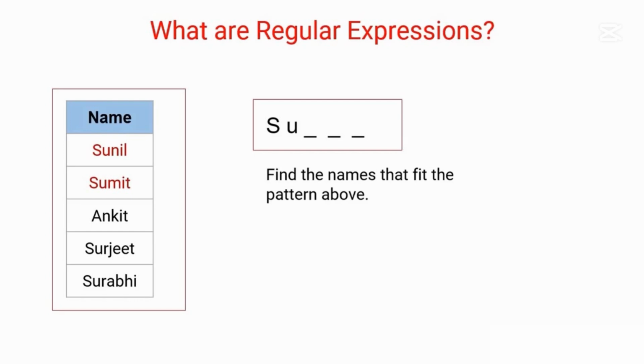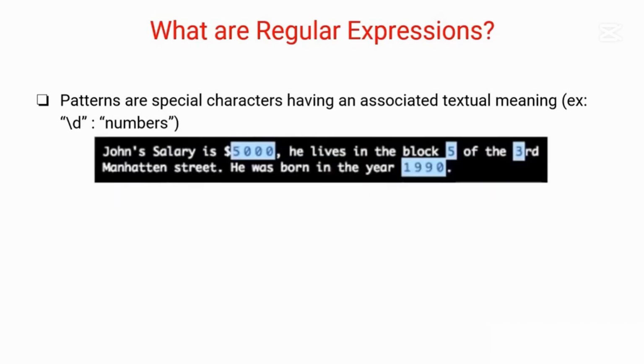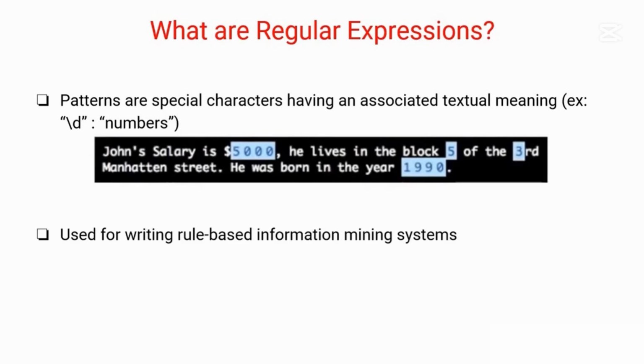Let's understand about these terms in a bit more detail. One key aspect about these patterns is that they represent a textual meaning. For example, \d is a regular expression pattern which indicates numbers present in the text. As you can see here, the highlighted numbers in this text can be extracted from this regex pattern. But that's not all. Using regular expressions, we can build rule-based information mining systems.